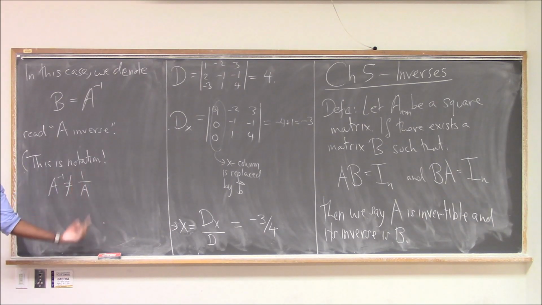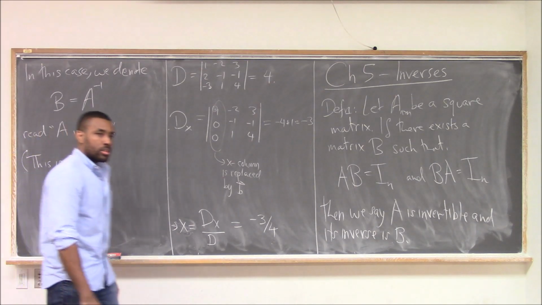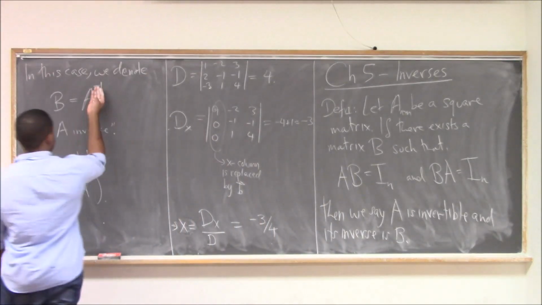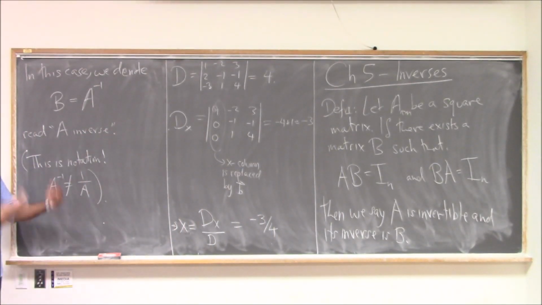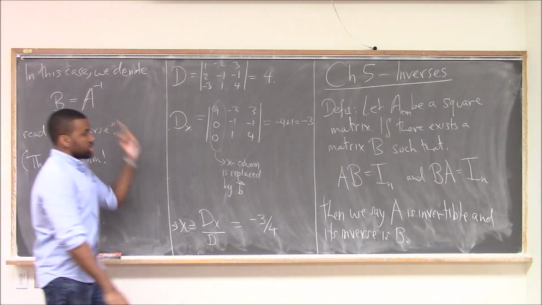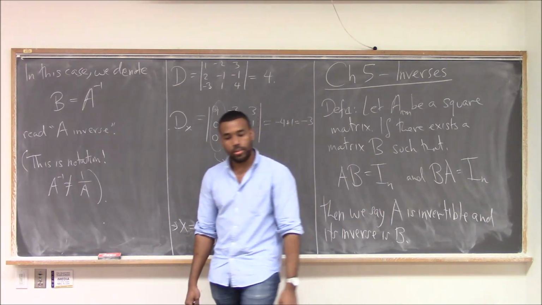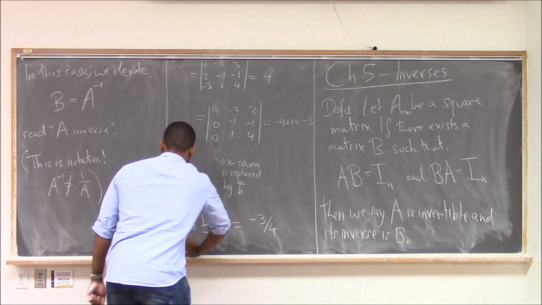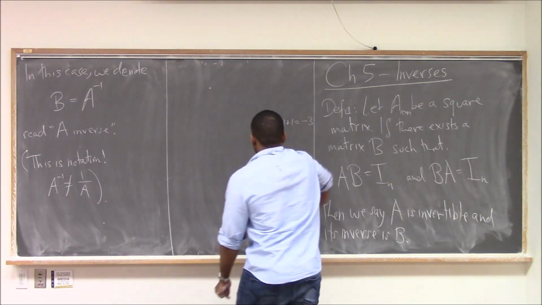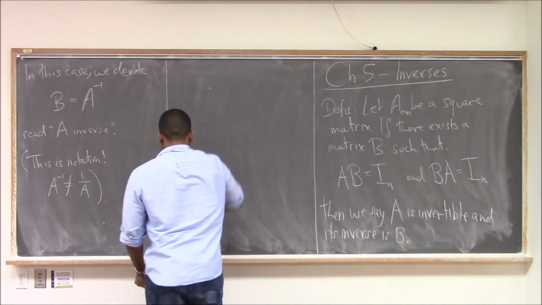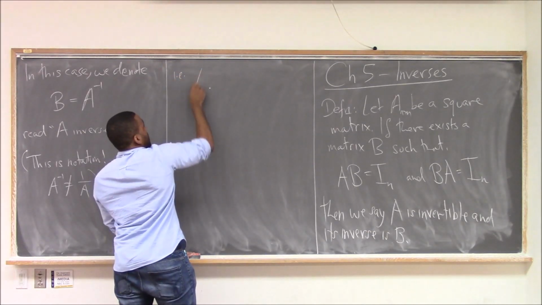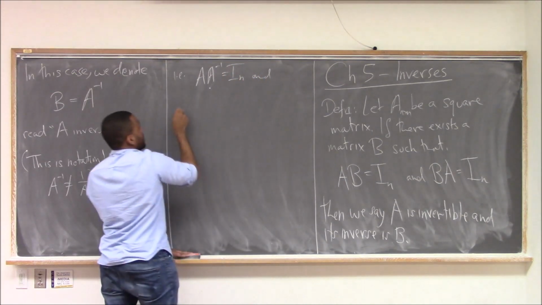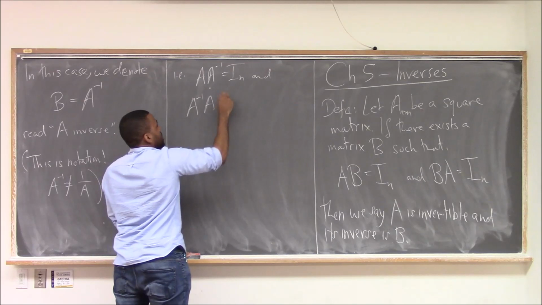So nothing will ever mean something like this, right? Because division doesn't even exist. So it's just a notation. When you write a matrix to the -1, it just means you're referring to the inverse of the matrix, which means it is a matrix that if you multiply the original matrix by, you get the identity. I.e., if you take A times A inverse, you get the identity. And if you take A inverse times A, you get the identity.